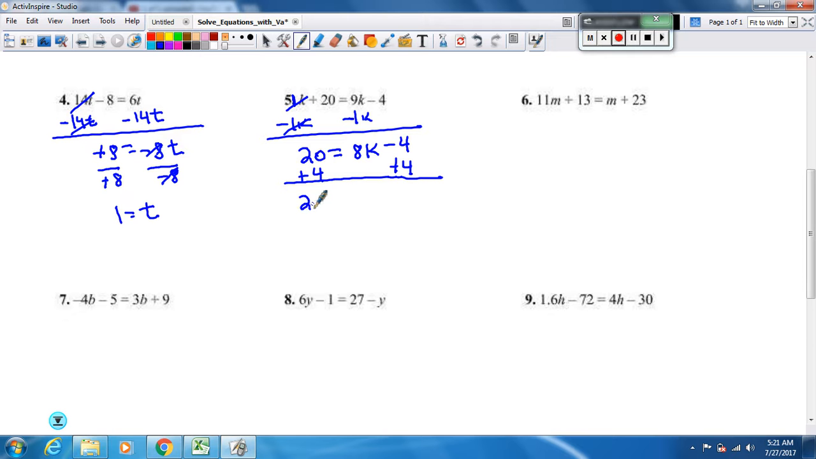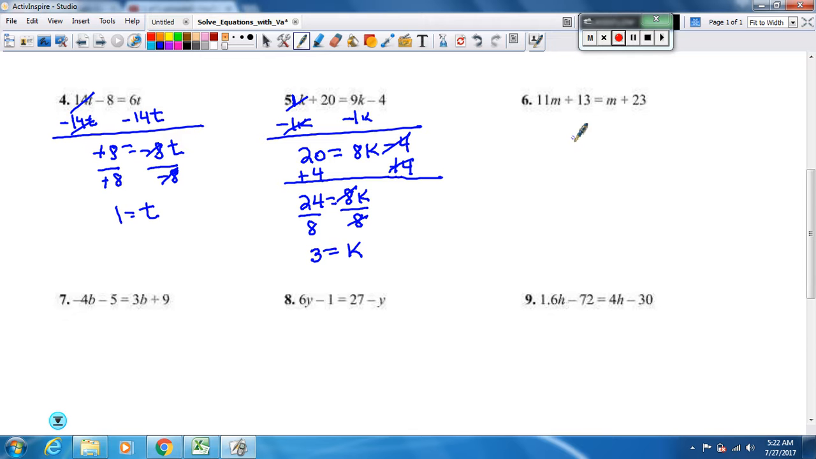20 plus 4 is 24 equals 8k. Opposites cancel. Okay, now you still don't have your variable by itself, so keep going. This is 8 times k because it's stuck together. So the opposite of times is divide. So I'm going to divide both sides by 8. 24 divided by 8 is 3. Top cancels with bottom.